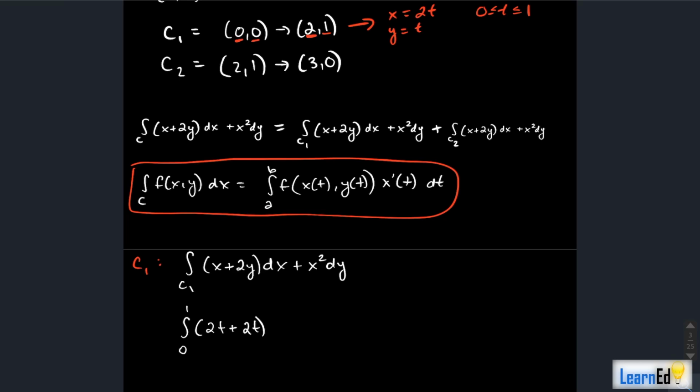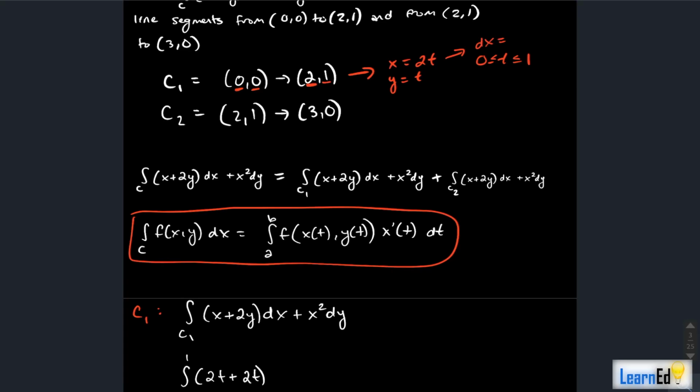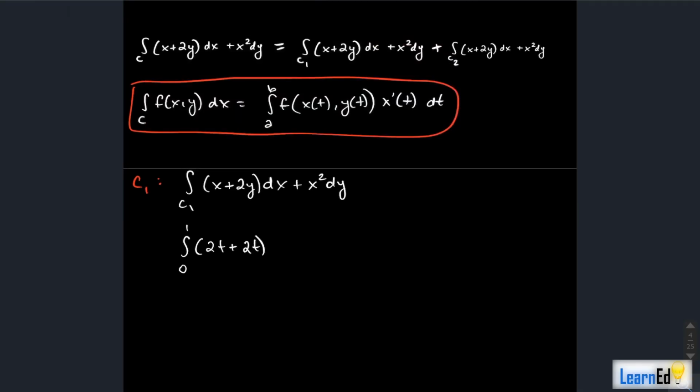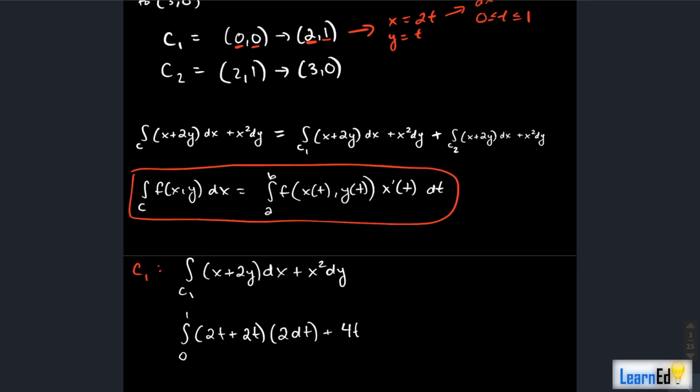Okay, now remember, in this formula, this dx becomes x prime of t dt. So we're essentially doing a u substitution. If x is equal to 2t, that means that dx is equal to 2 dt. So that's what we're going to plug in for dx right here. So we have a times 2 dt. Then we have plus x squared, which, since x is 2t, becomes 4t squared.